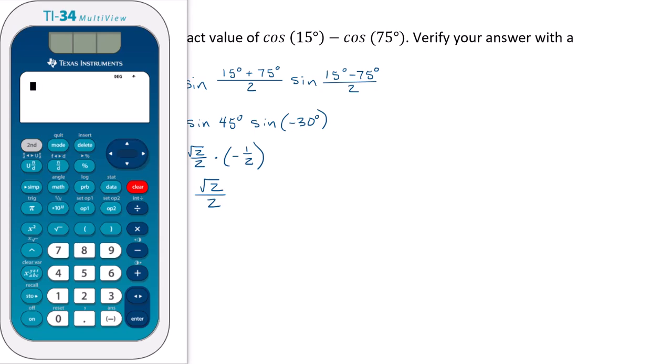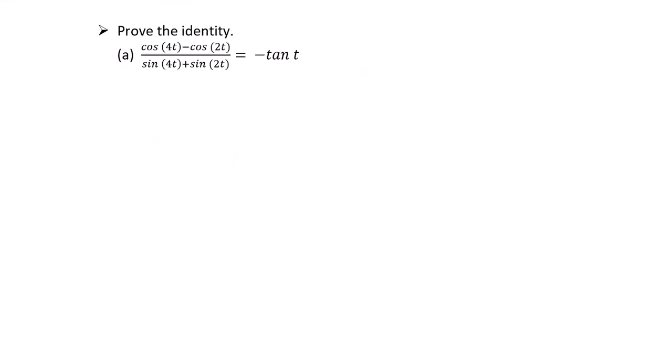So in checking this with the calculator, first make sure that your calculator is in degree mode. We'll put in the trig menu the cosine of 15 degrees minus the cosine of 75 degrees. And enter, I get the square root of 2 over 2, just to show you the square root of 2 divided by 2. Those decimals match.